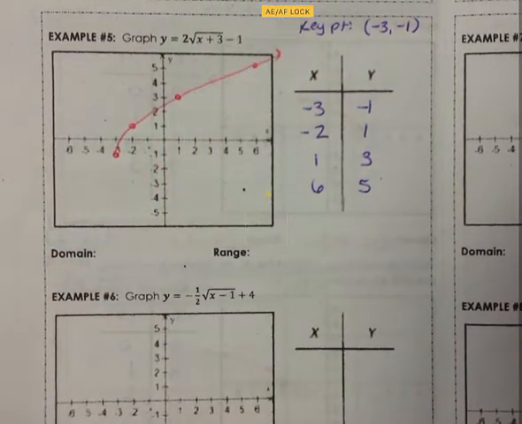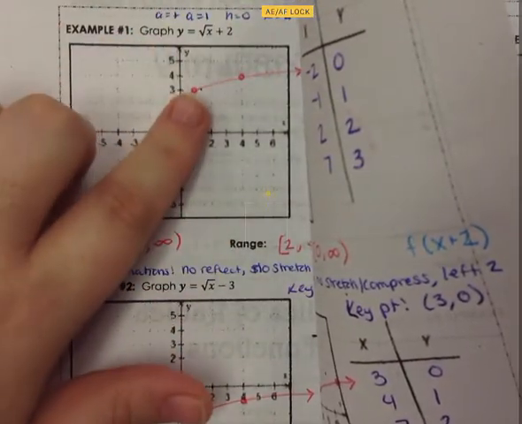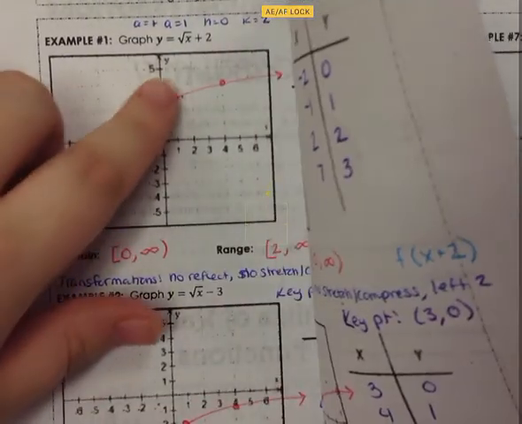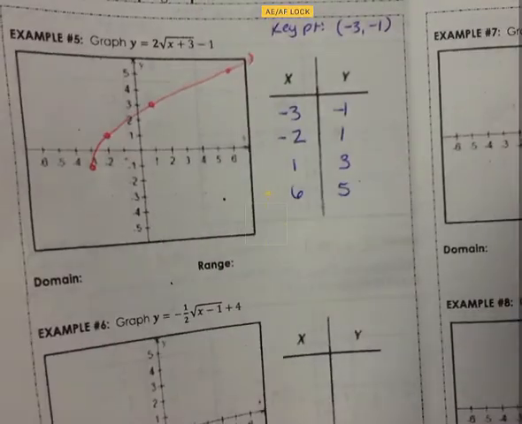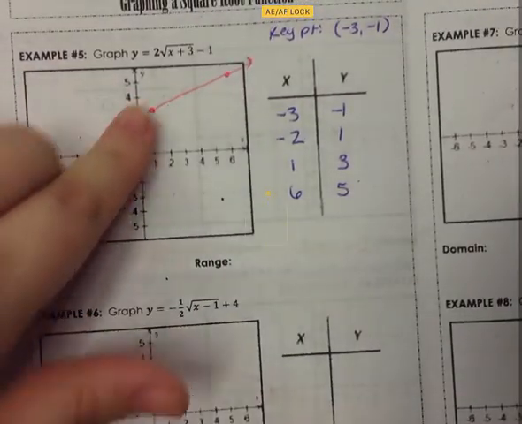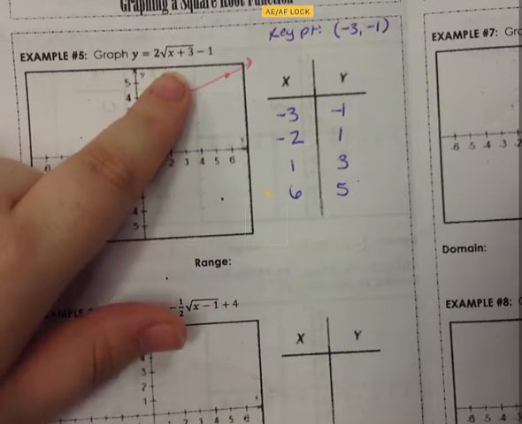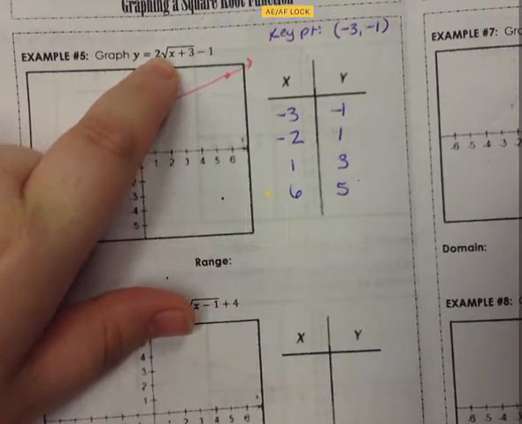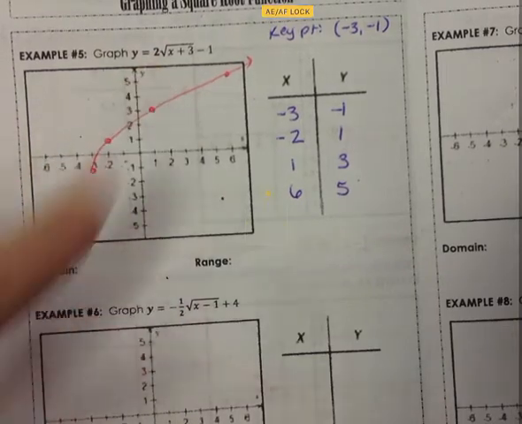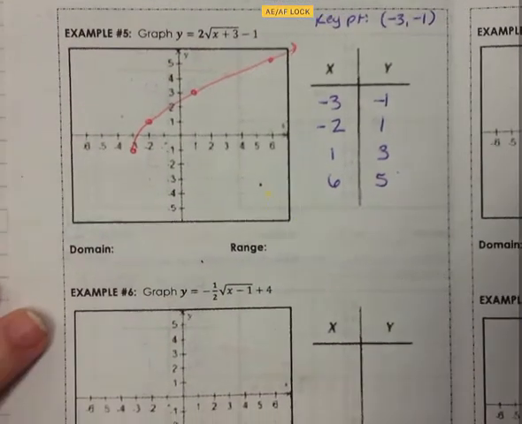Now, if you notice, this graph right here is actually going up quicker than this first example. So this one looks like it's going quicker, so it's a stretch or a compress. If you look at your a value, you can tell that that is going to be a stretch or compress. So that actually does make sense that it's going faster.